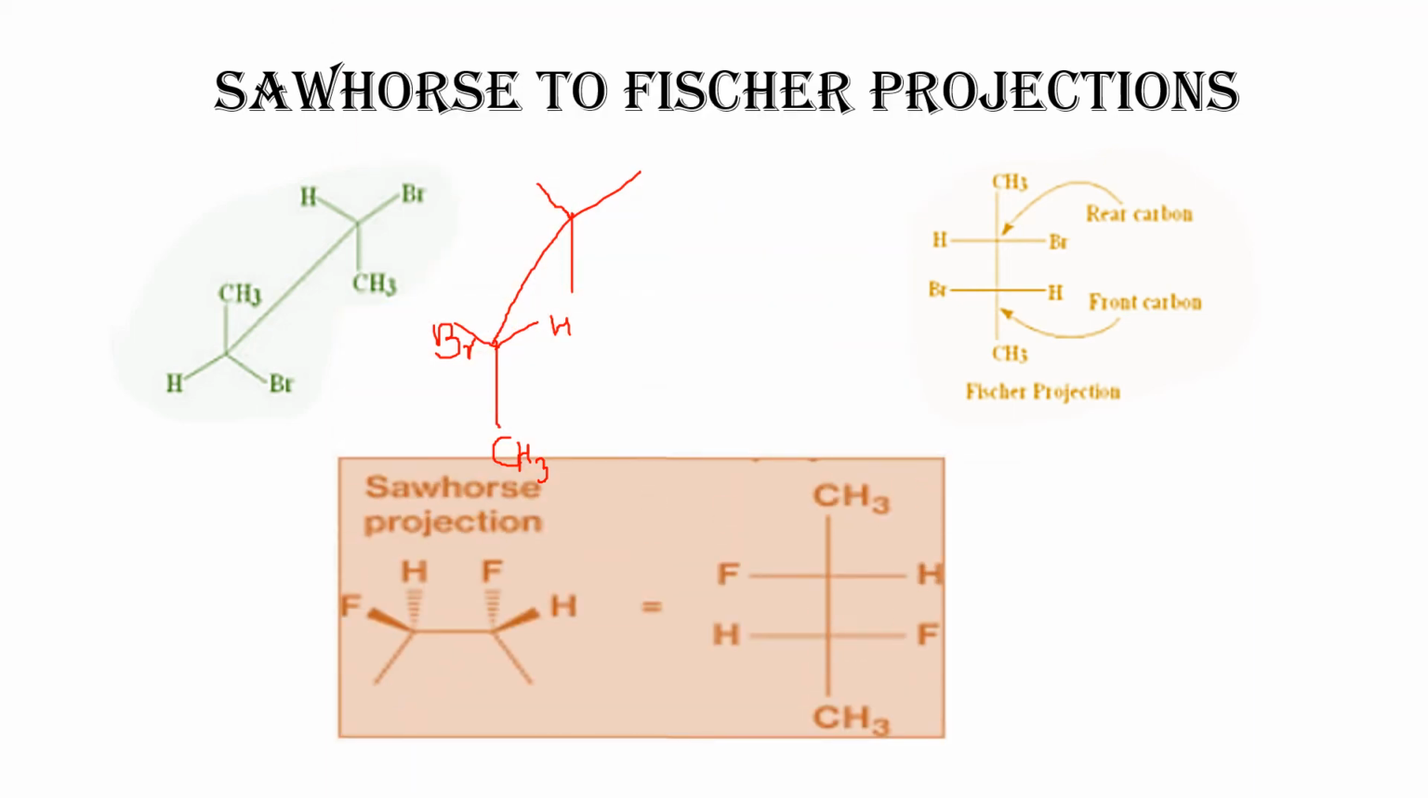Okay, and the next, another one. See here, both will be in the vertical position itself. It's easy to change it. No need to change anything. Easy to write the Fisher projection. This is the eclipsed form of Sawhorse projection. Here we changed the staggered form into the eclipsed form, and then we wrote the Fisher projection. But here, it is already in the eclipsed form of Sawhorse. So write the Fisher projection as it is.